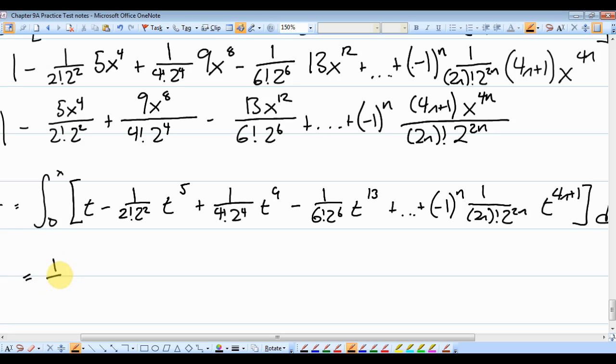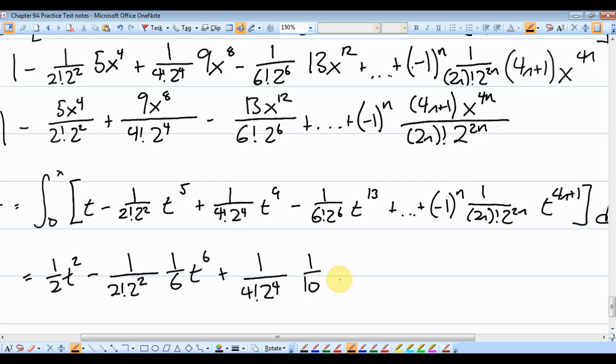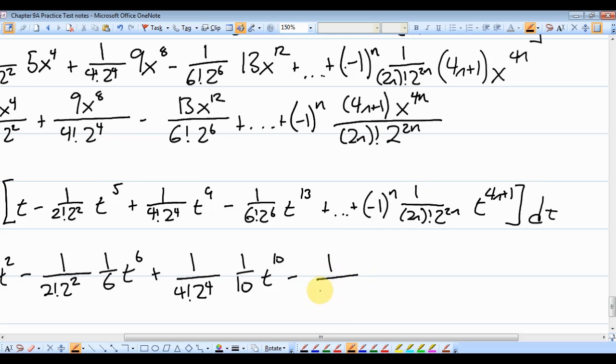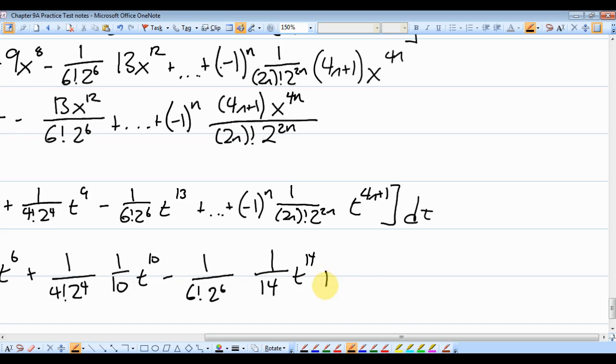Integral of t, 1/2 t squared, minus 2 factorial 2 squared, integral of t to the 5th, 1/6 t to the 6th, very nice, plus 1 over 4 factorial 2 to the 4th, integral of t to the 9th, 1/10 t to the 10th power, minus integral of t to the 13th power, good, plus dot dot dot.